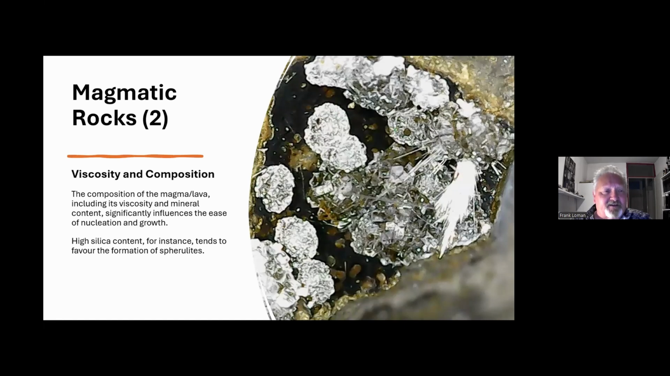Also important in magmatic rocks is the viscosity and composition. The composition of the magma and lava, including its viscosity and mineral content, significantly influences the ease of nucleation and growth. High silica content, for instance, tends to favor the formation of spherulites.